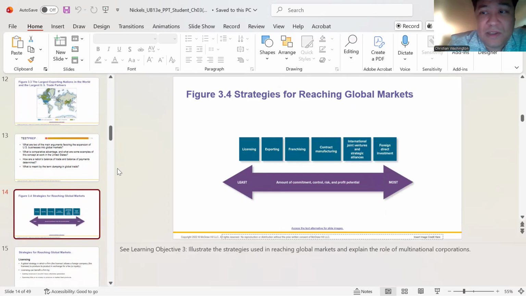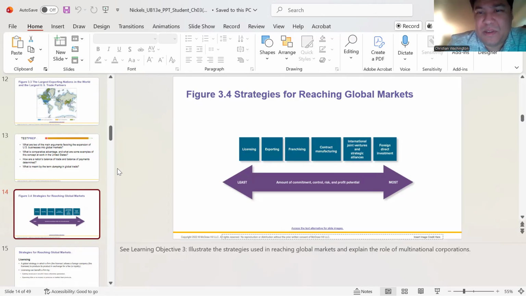So how the U.S. does business in Mexico is different than how it does business with the UK, is different than how it does business with China, India, Russia. The laws, restrictions, and things are uniquely different between countries, right? So if you're reaching global markets, what's the strategy? How do I do that?